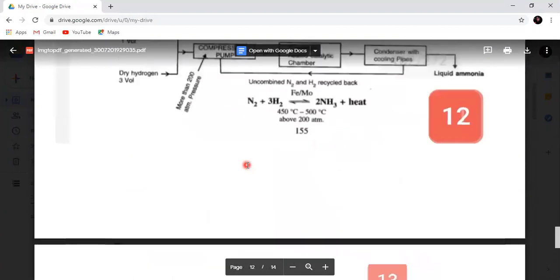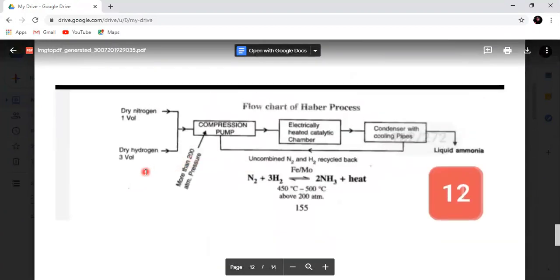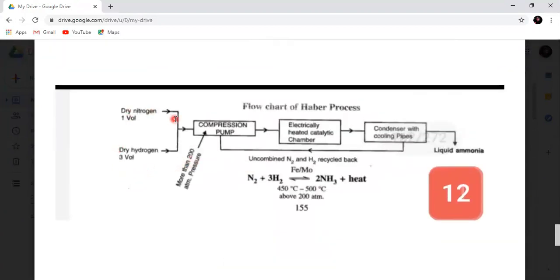Now I am proceeding to the flow chart, how this process goes on. The dry nitrogen and dry hydrogen are reacted in the ratio of 1:3, and this 1:3 mixture enters the compression pump. Here the pressure should be more than 200 atmosphere. As the pressure is maintained, what will happen? They will come in contact with one another.